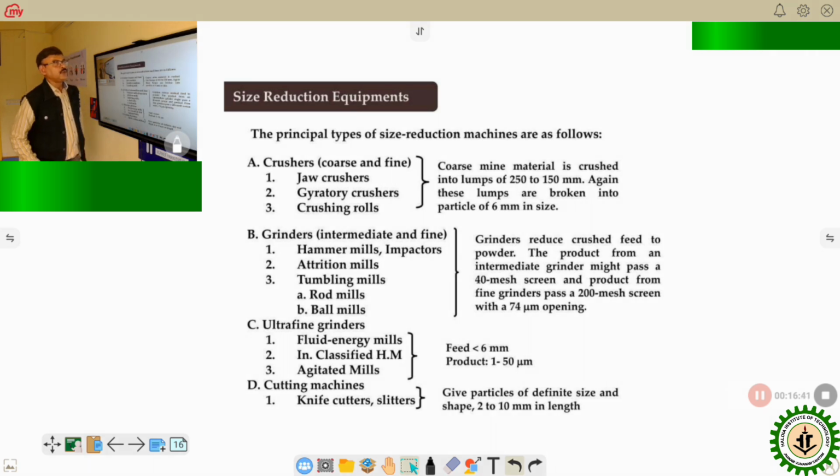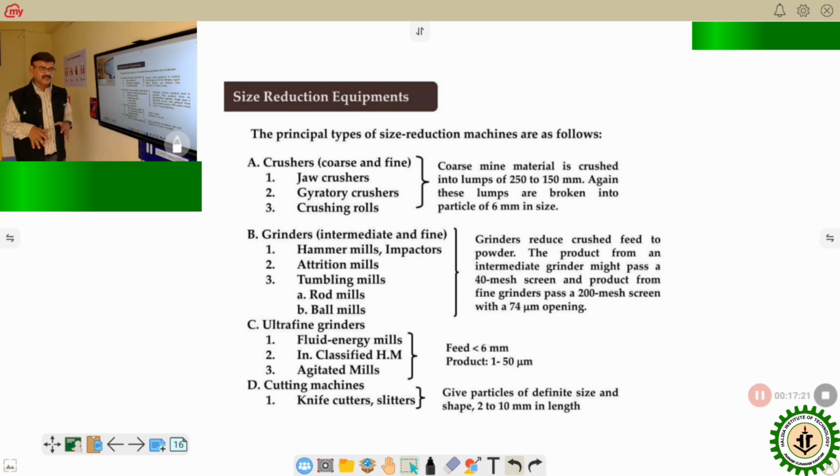Size reduction equipment. What kind of equipment is generally used in industry for the size reduction process? Because if we consider the size reduction operation, we will see a very big size of feed material, and ultimately we need to get a product of very small, very fine size. In that case, a single operation is not sufficient. We have to adopt multiple operations, so multiple size reduction machines we have to adopt.